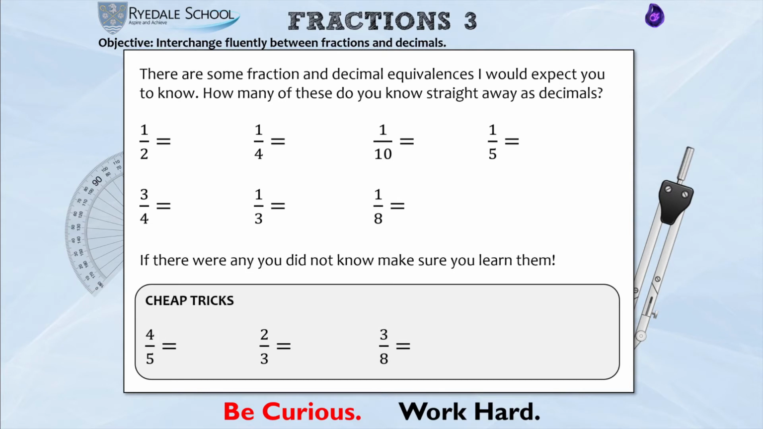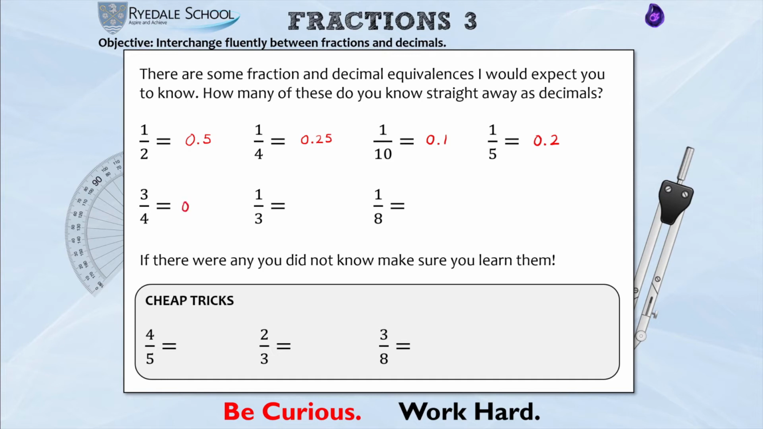So let's start with 1/2. That's one everyone should know. 1/2 is 0.5. 1/4, 0.25. 1/10. Well, it's exactly what it sounds like on the tin. It is a 1 in the 10th column, 0.1. Or you could think of it as 1 divided by 10, which of course is 0.1. 1/5 or 2/10 is 0.2.